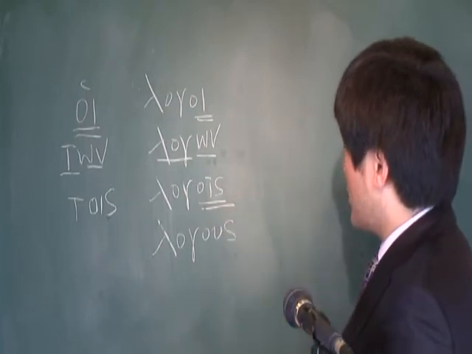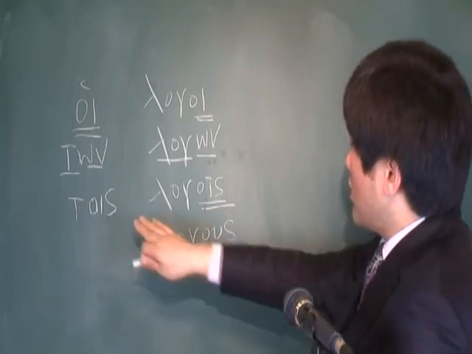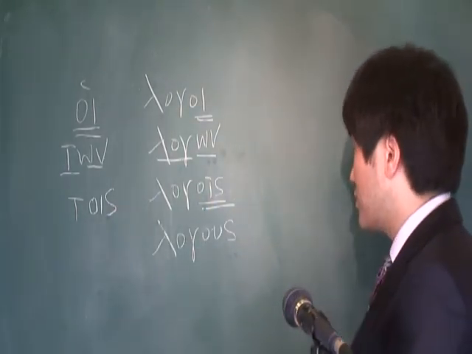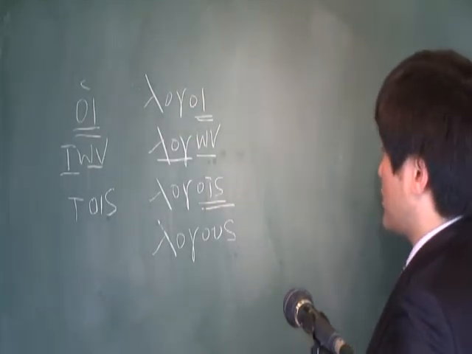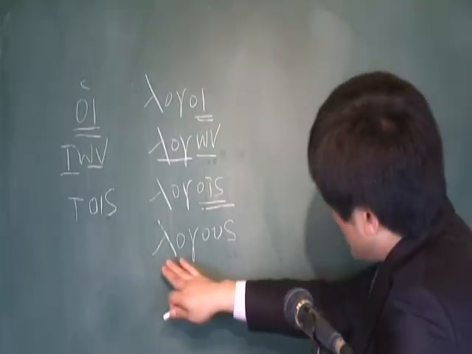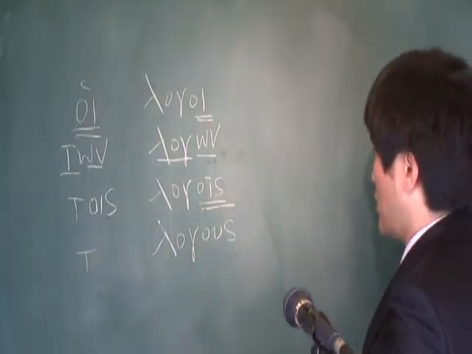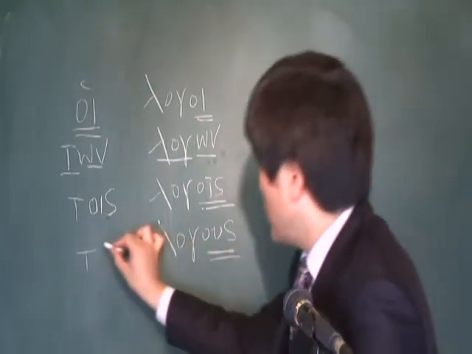Fourth, aletheian is a truth. Ten aletheian would be the truth. Next, let's look at the plural forms. We will begin with the plural form aletheia. Please read along.